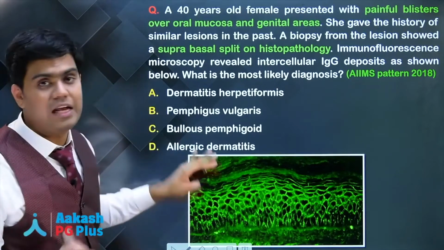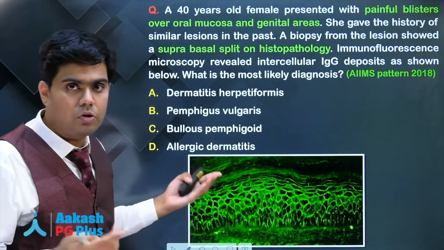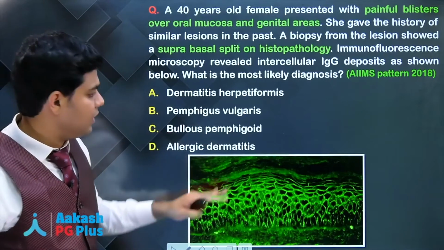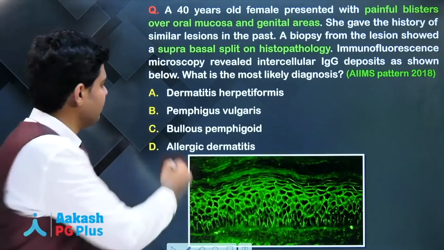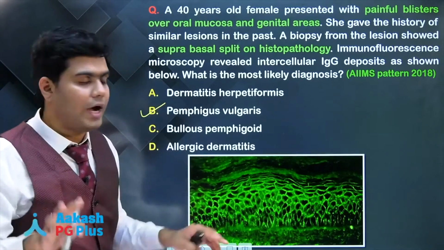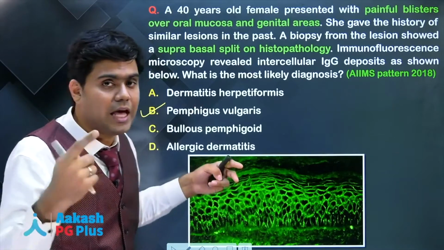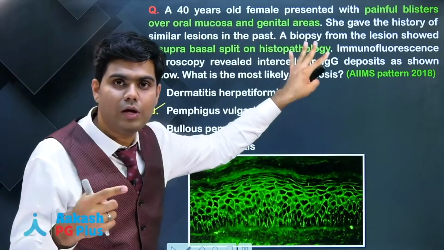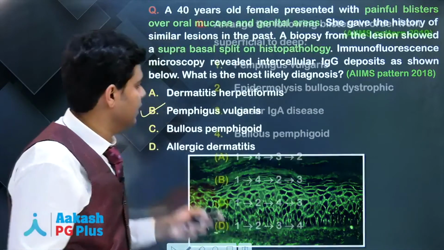Now let's look at the options. We have pemphigus vulgaris in the options, right? Do we have pemphigus foliaceus in the options? No. So no need to worry about anything. As soon as you see fishnet pattern, look at the options. You have pemphigus, mark it. If you had two options, one pemphigus foliaceus and one pemphigus vulgaris, then you need to look at the clues. Otherwise we know fishnet pattern is for pemphigus, right?